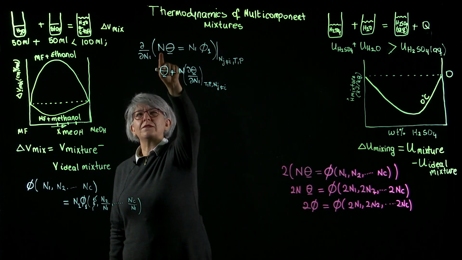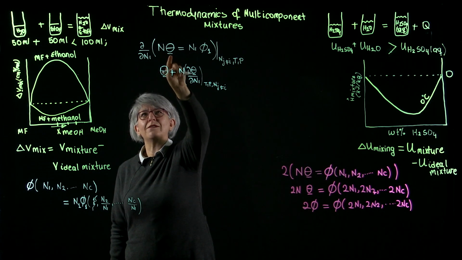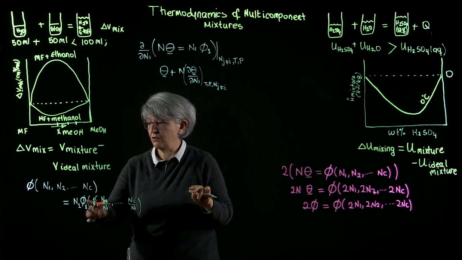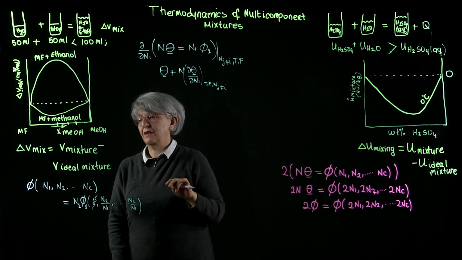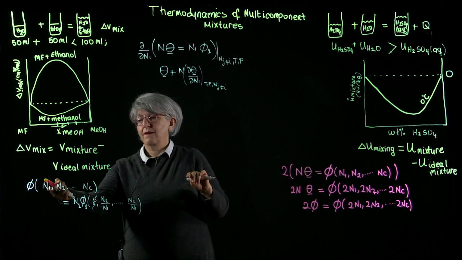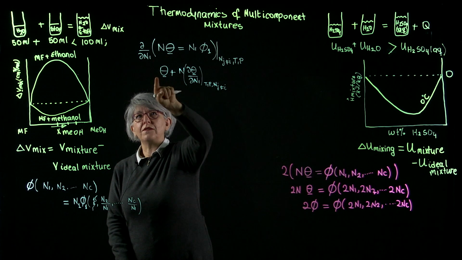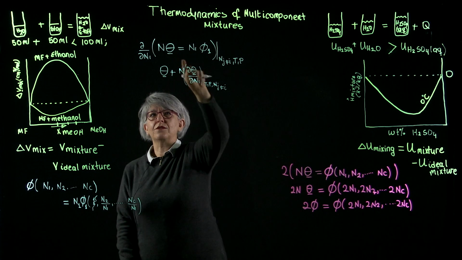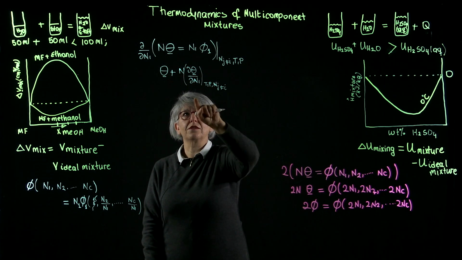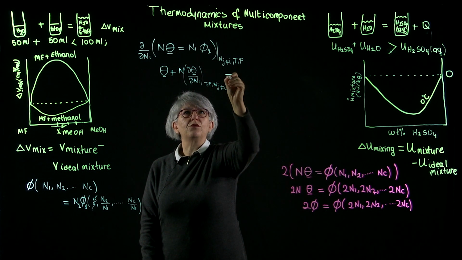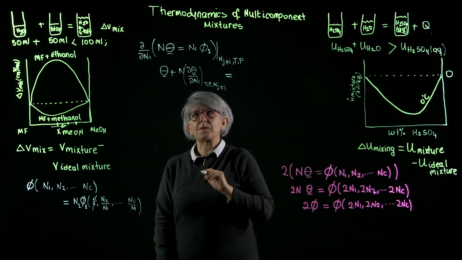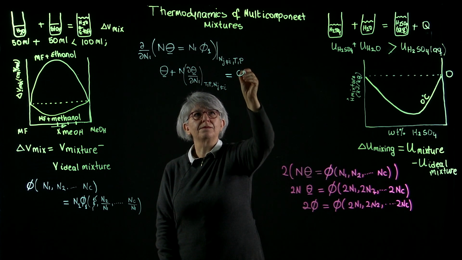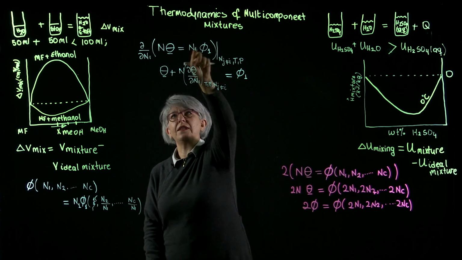Right? The derivative of the first term is going to have all zeros for n2, n3, and so on and so forth. Only n1 is going to be unity. So this is phi, plus n times this component. This is going to be equal to the first term, again phi 1, del n1 over del n1.